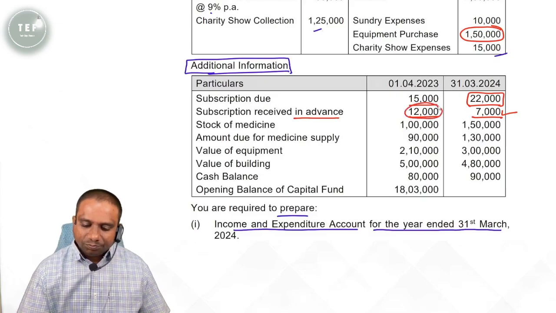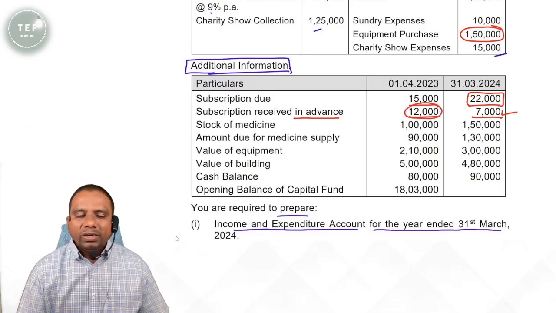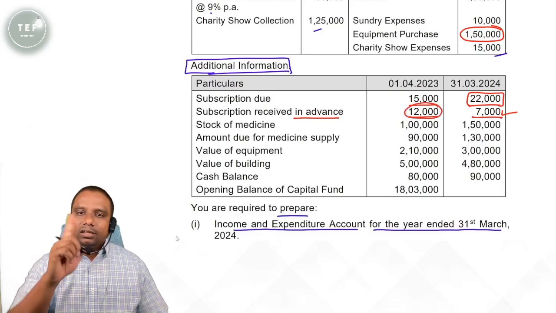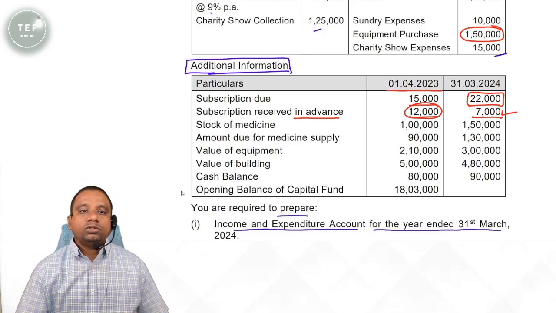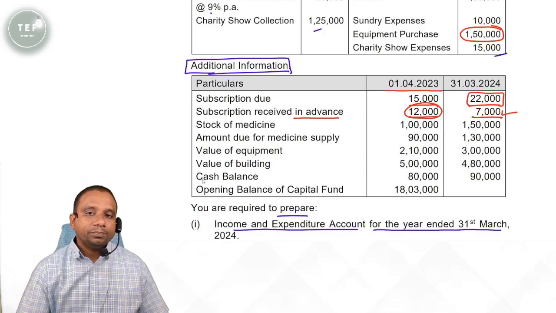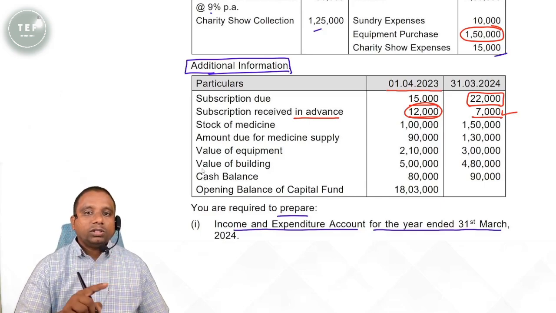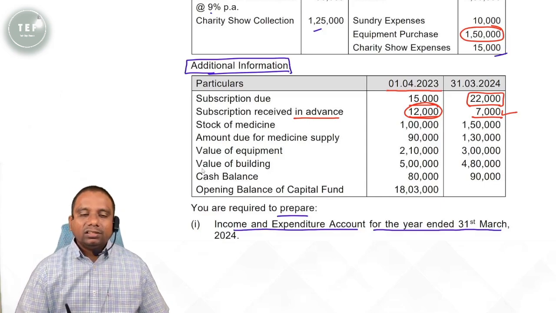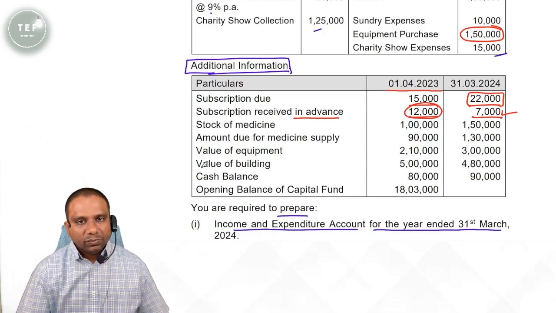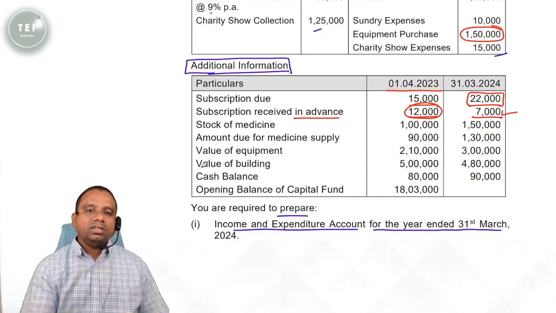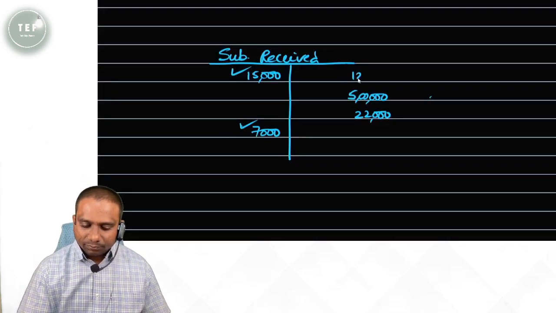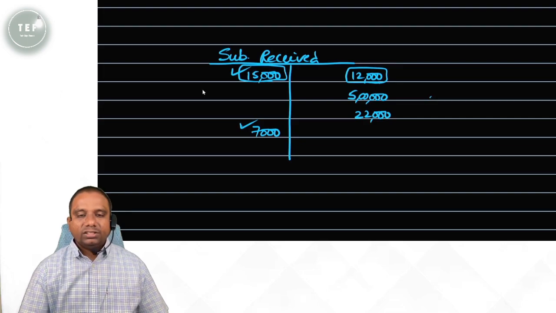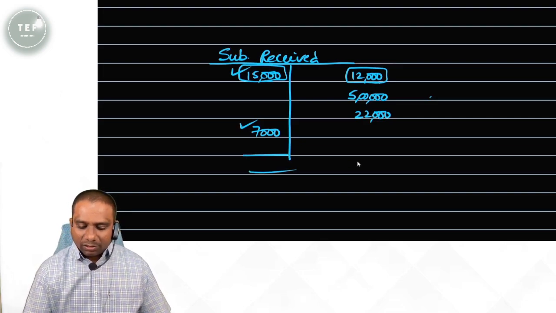Now come to the opening balance, students. For this, what is the opening adjustment entry we record? Previous year, that means before this date, 31st March 2023, what is the entry we have recorded? Subscription account debit to subscription received in advance. Current year, the same entry becomes reverse. Means subscription received in advance account debit to subscription account, 12,000 rupees. These two are very important, students. Previous year adjustments. Now simply balance the subscription account.